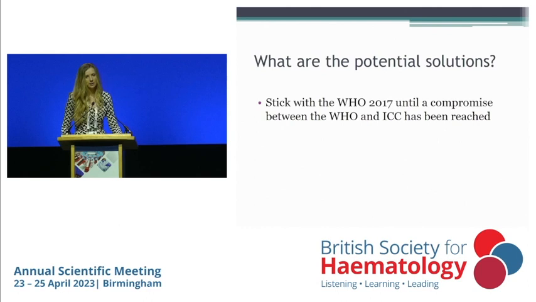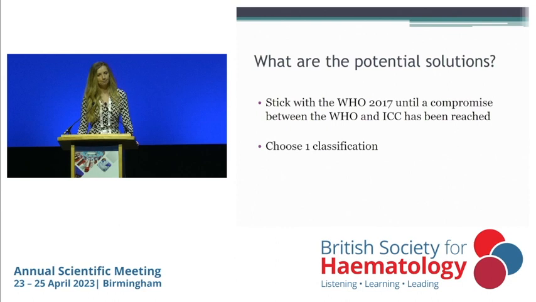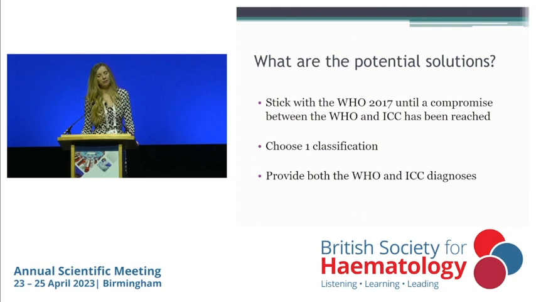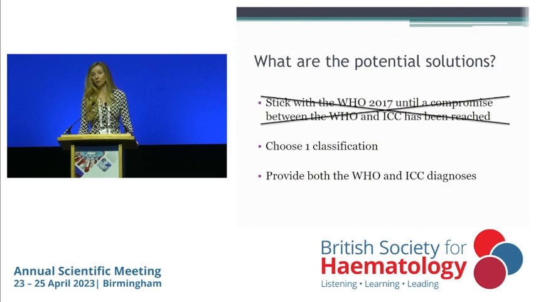The next update of the WHO will be in 5 years, and I assume that the authors of the ICC would want to align with that, and hopefully we can get a combined approach for that. We could choose one classification over the other, or we could provide both the WHO and the ICC diagnoses. So I really think the first option is probably not going to be something we can do, mainly because we could end up hanging around waiting for way too long. And there is some very usable information in these classifications which can impact on patient management.